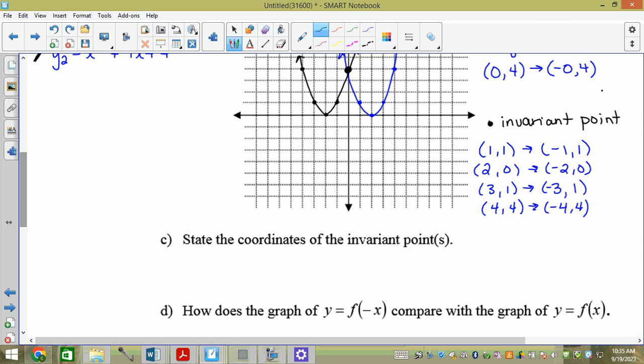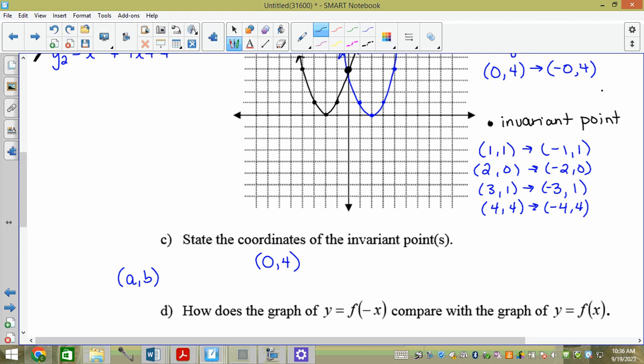So here it says state the coordinates of the invariant points, not vertex. What's the invariant point at? 0, 4. Sometimes it asks you to state the coordinate of the invariant point. Sometimes it asks you to determine how many invariant points there are. Very different answers. Sometimes it'll say determine the invariant point in the form A, comma B, then list A, B respectively. Respectively just means in that order.